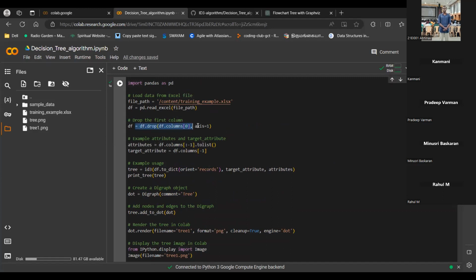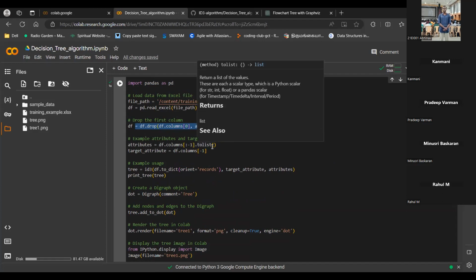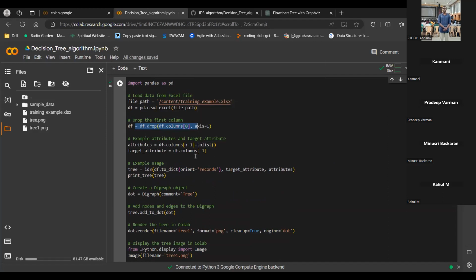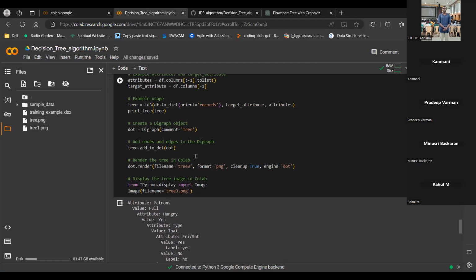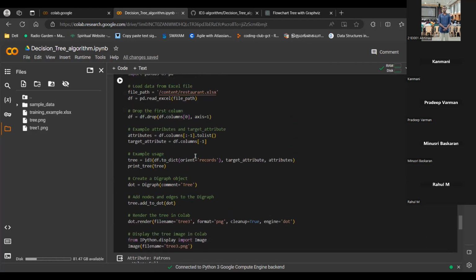Question: as it stands, would this algorithm work irrespective of the data that you give, or is there a restriction? It's very generic. Which means I can give you another data set and it'll give me the tree? Yes, I've also tried other data sets with the same algorithm. Okay. Wonderful. Okay, good.